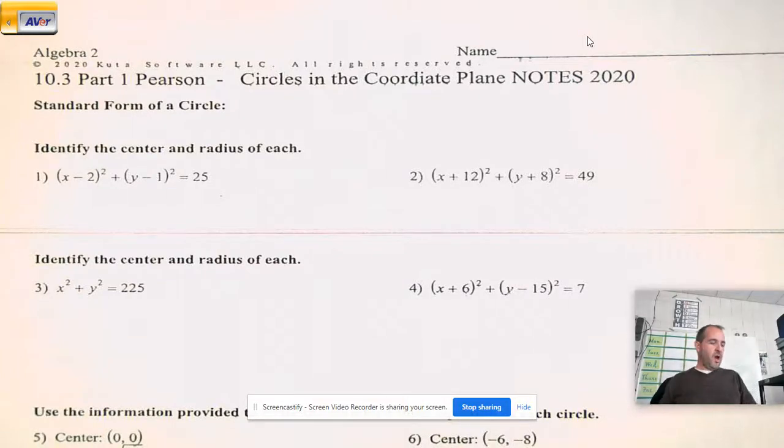Alrighty. We are wrapping up unit number 3 here today, dealing with a little bit of circle work. Circles in the coordinate plane, we're going to do a little with their graphs, a little bit with their equations, and kind of seeing how this works.